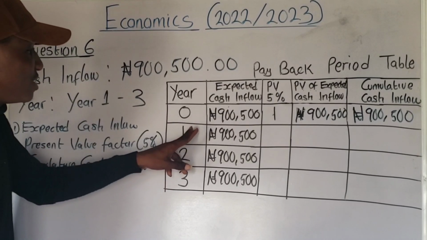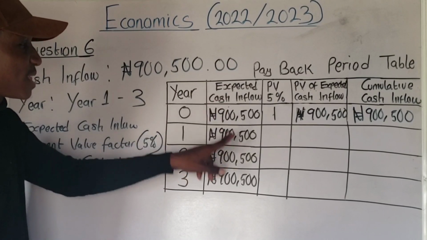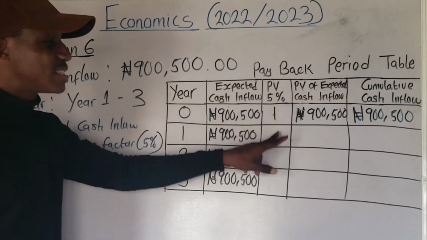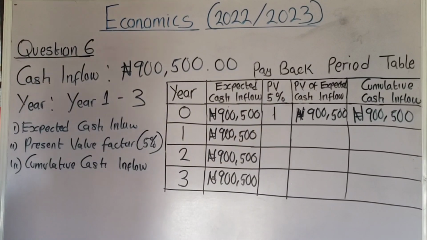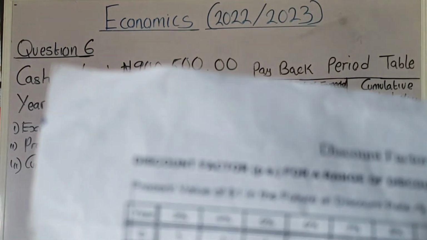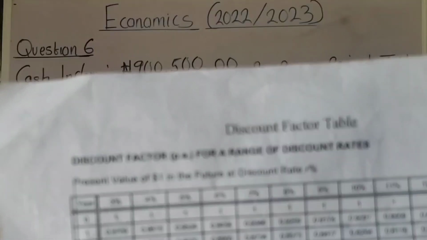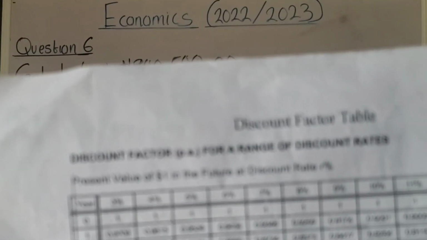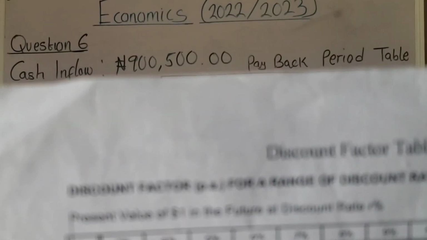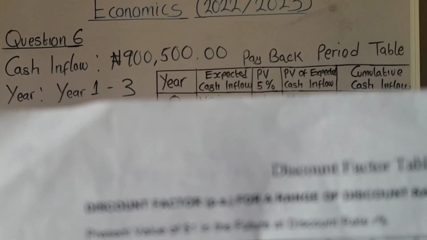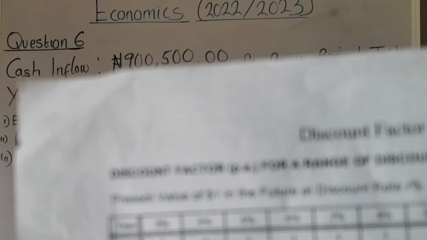We have known the year 1 now. We have the expected cash inflow. Now we want to determine the PV. Let's go back to our discount factor table. This is the discount factor table. Please pay attention, okay? You are going to understand. Now we have done year 0. Now we are in year 1. You can see this is year 1.